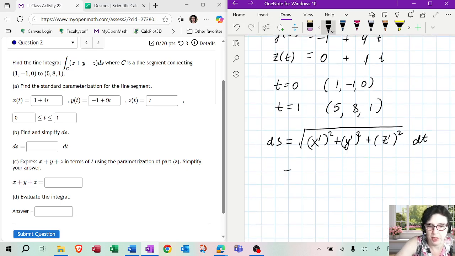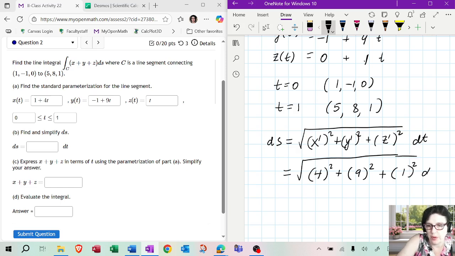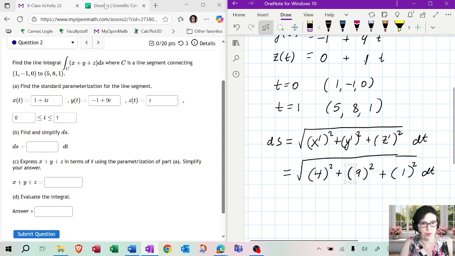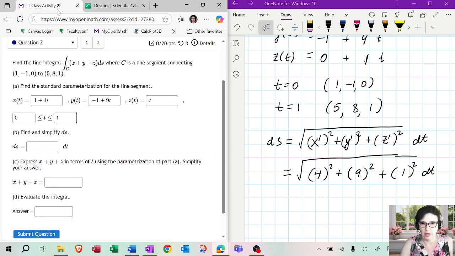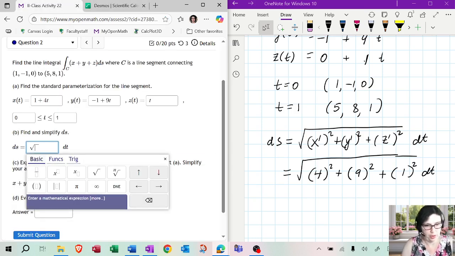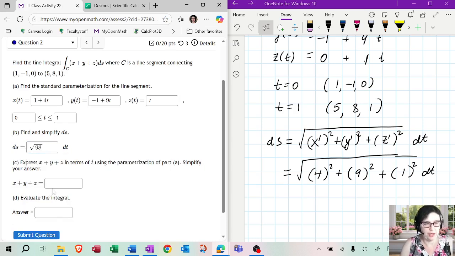Okay, so what is the derivative of x? Now, that's very simple because x is just 1 plus 4t. So derivative of it is 4. Y is negative 1 plus 9t. Derivative of it is 9. And the derivative of z, which is t, is obviously 1. So now we just have to compute what this is. So this is going to be 4 squared plus 9 squared plus 1, which is 98. So that should be square root of 98. So that square root of 98 is going to be somewhere in the answer. I am not going to simplify it. There is a way to simplify it, but I don't care about that.